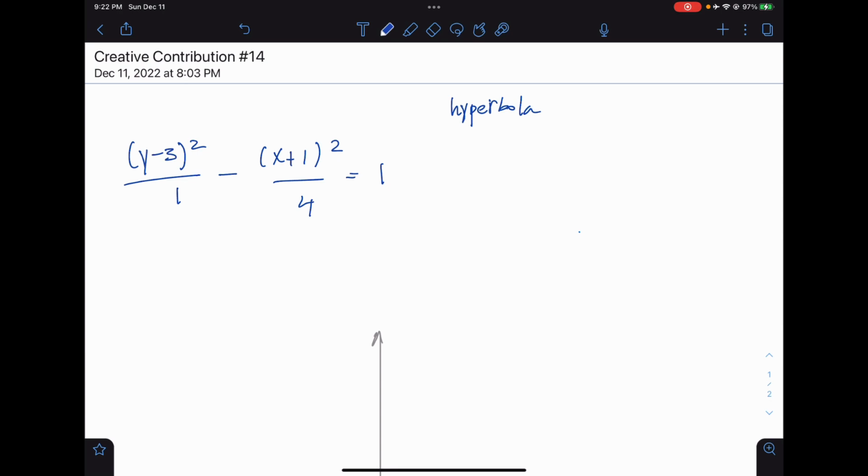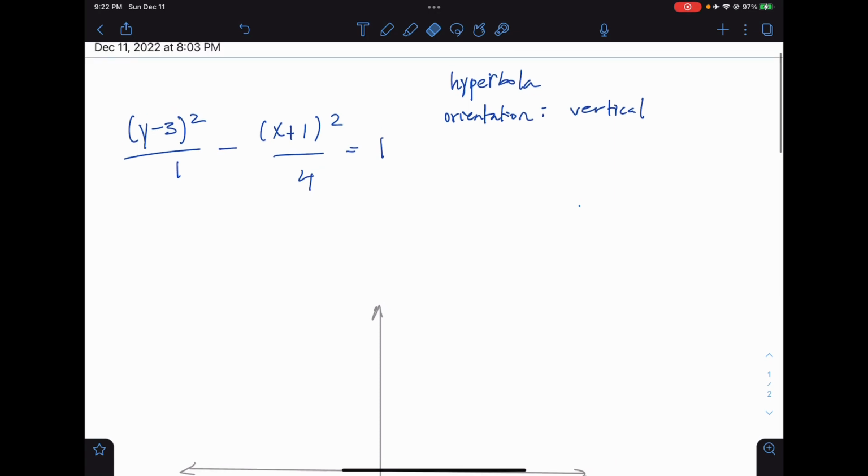We also know that it is a hyperbola with the orientation that is vertical. And we know that because the positive value is the y, which is vertical on the x and y axis. So those are our givens right off the bat.